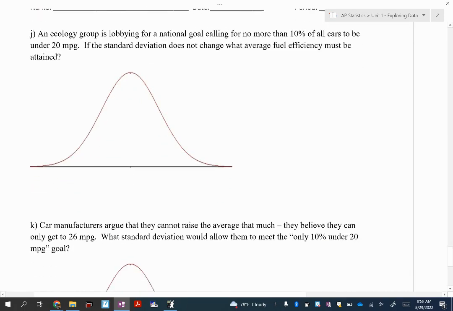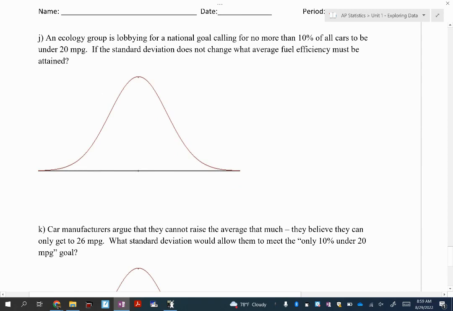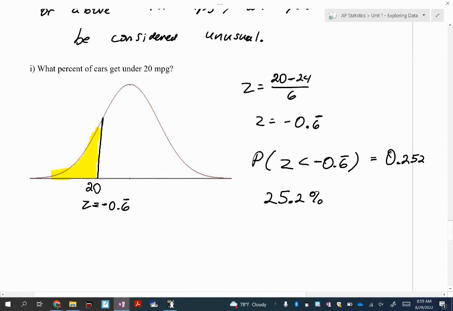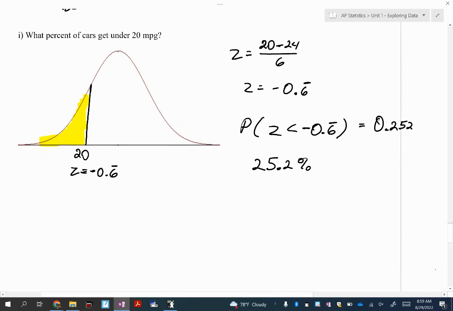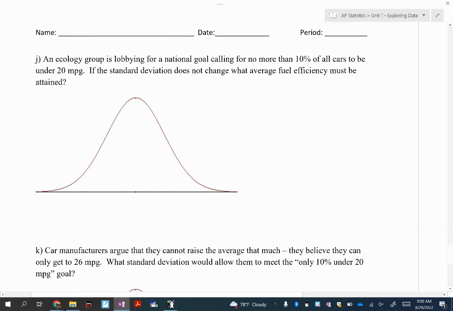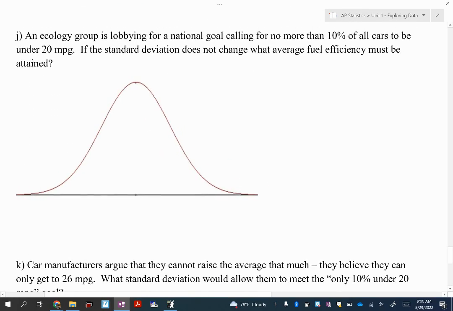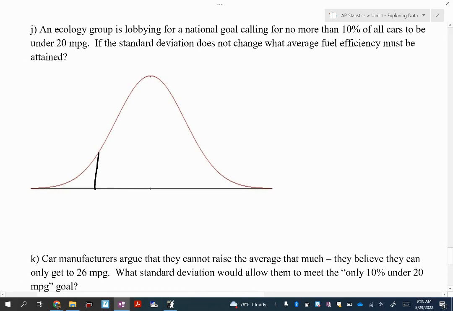All right, now, that whole idea is a lead up to the last page, okay? And this is where it can get a little tricky, so make sure you're focused on this last page. We're almost finished. So we have an ecology group lobbying for the national goal of calling for no more than 10% of all cars to be under 20. So remember when we said the percentage in letter I for cars getting under 20 is roughly a quarter of the cars, 25%. They're saying it would be really great for our world if we could get that number to be no more than 10%. So now they're saying we need to go down here, right? And this is going to be 10%, okay?